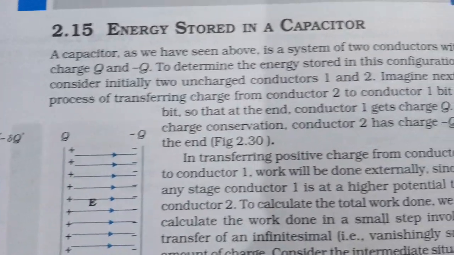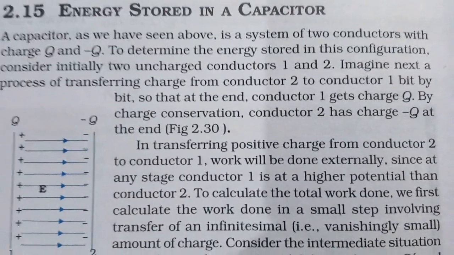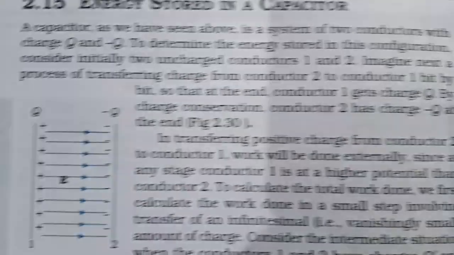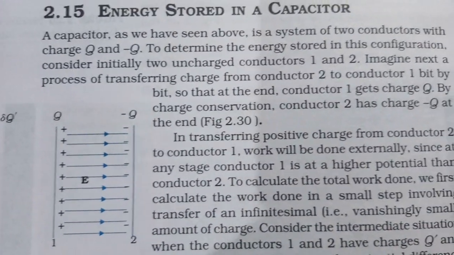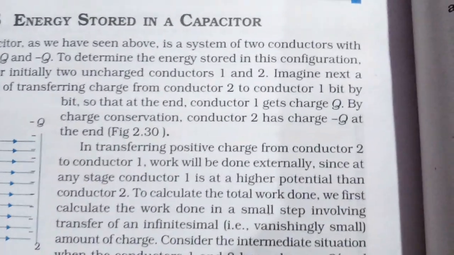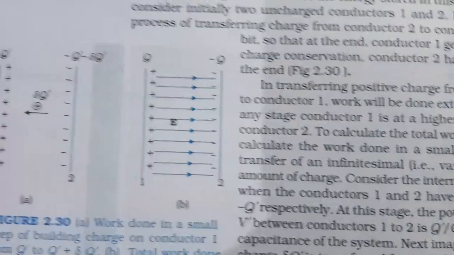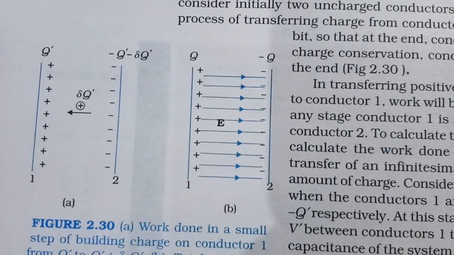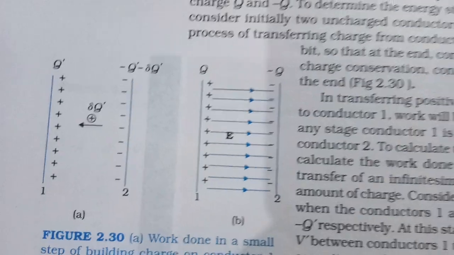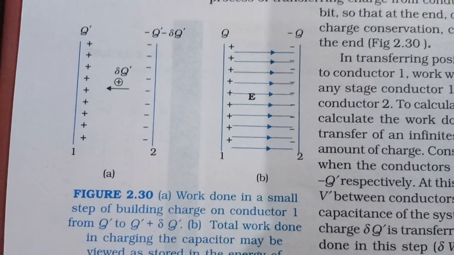In a capacitor, as we saw above, the system has two conductors with charge Q and minus Q. To determine the energy stored in this configuration, consider initially two uncharged conductors. These are the uncharged conductors, 1 and 2. Next, consider the process of transferring charge from the uncharged capacitor. You will see the capacitors, and now the next step is the charge transferring from conductor 2 to conductor 1.